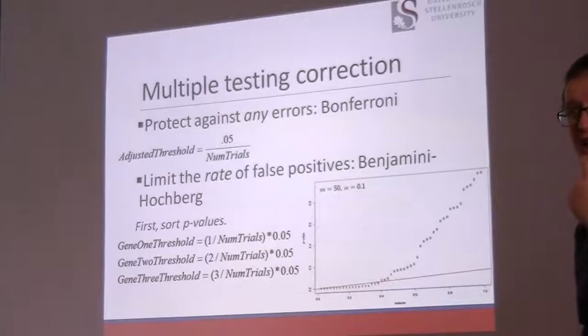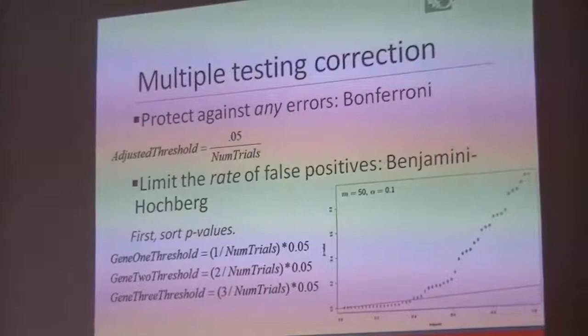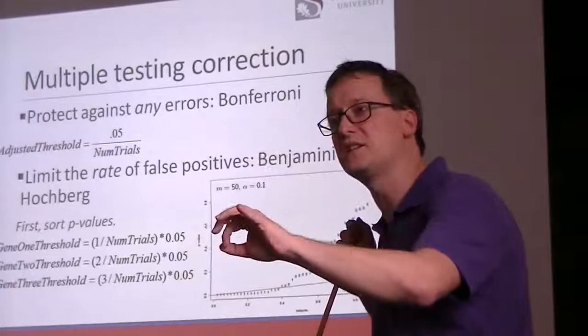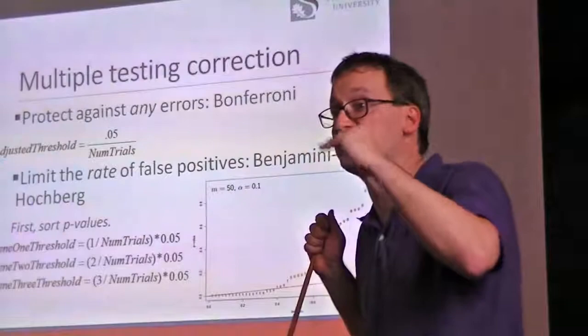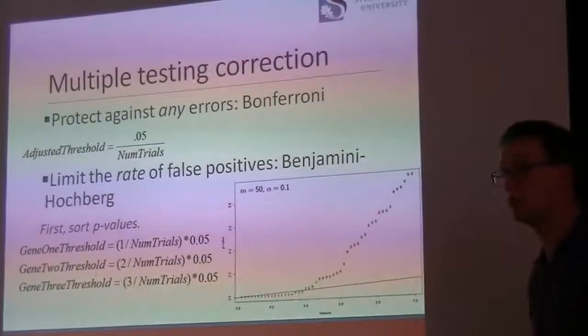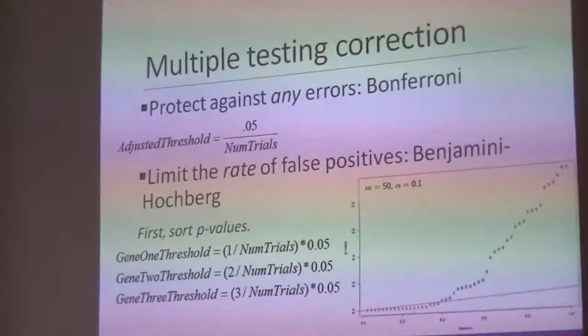Next, what if we are okay with some subset of our significant differences being not truly significant? What if we could accept, for example, that 5% of our significant hits were actually bogus? We would be a lot more sensitive to measuring real differences if we can go that route. So Benjamini and Hochberg have put together an approach that allows us to limit the rate at which false positives accumulate.